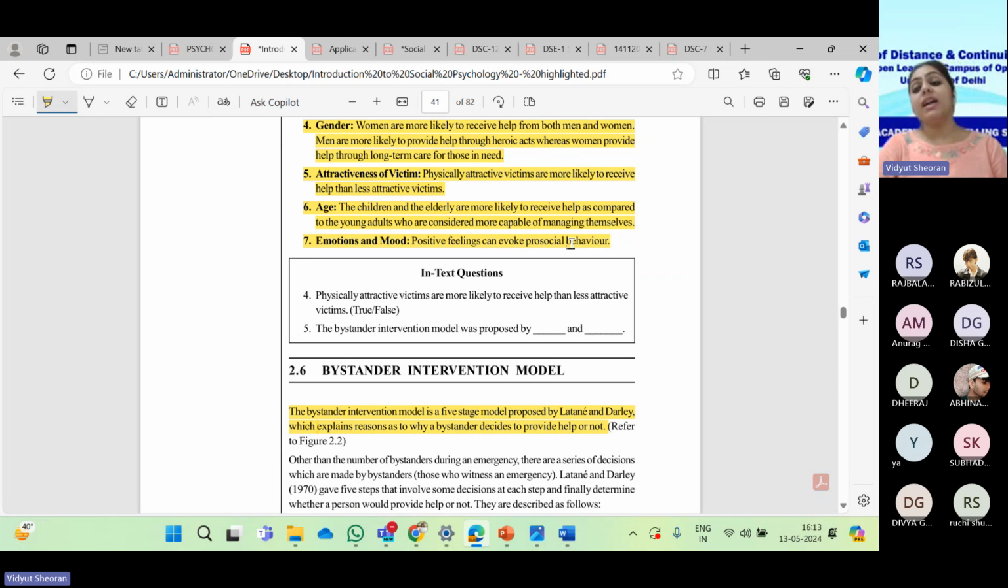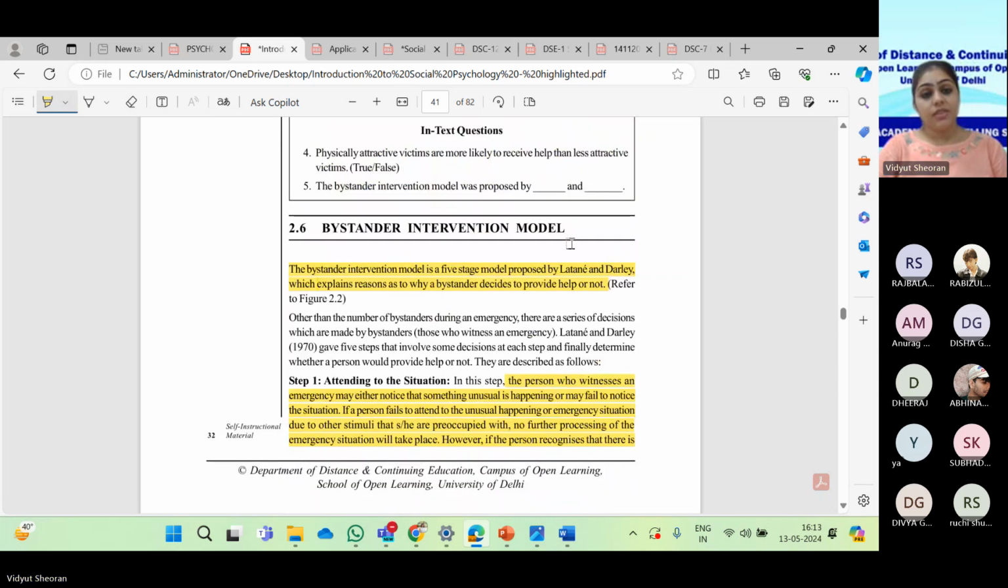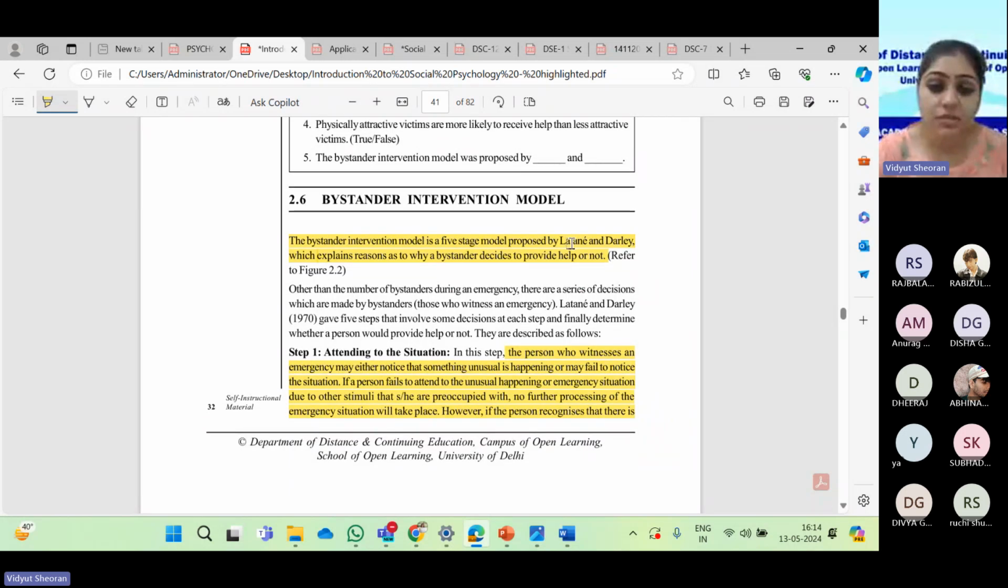Then comes the bystander effect. The bystander intervention model is a 5-stage model proposed by Darley and Latané, which explains the reasons why a bystander decides to provide help or not. Let us just see this figure once.